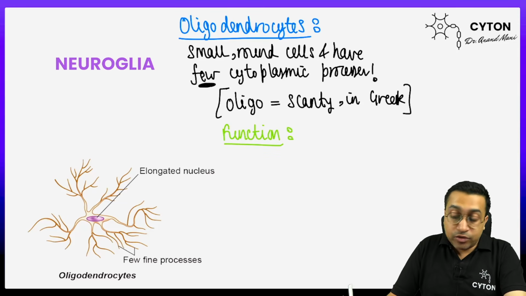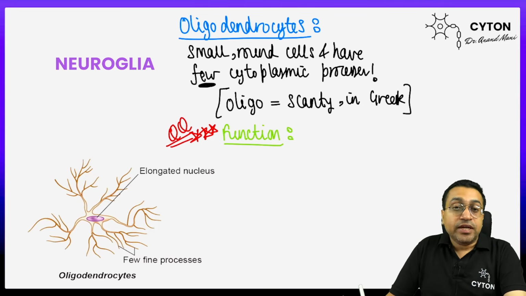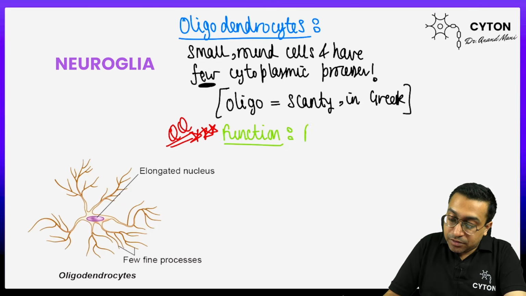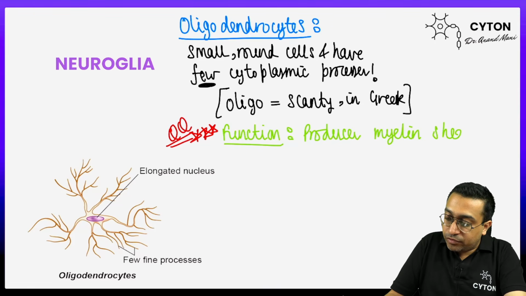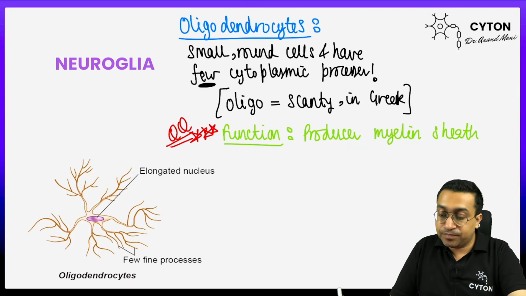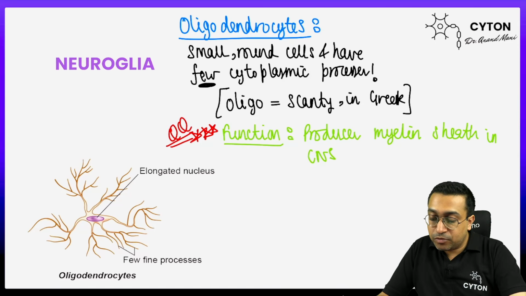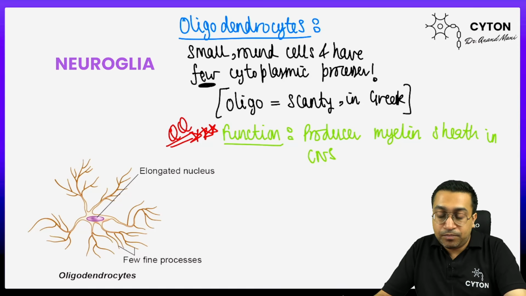Function of oligodendrocytes, very important. Please mark it as a super duper important question. What is the function? It produces myelin sheath. I hope you have read this myelin sheath in NCERT also, right? Myelin sheath in the CNS. Okay, it produces myelin sheath in the CNS.